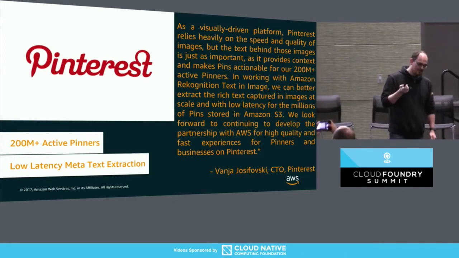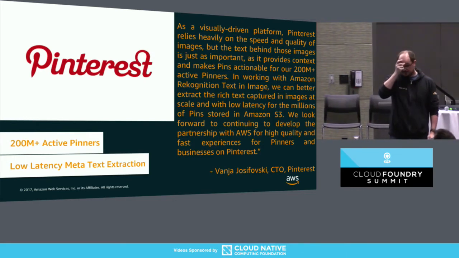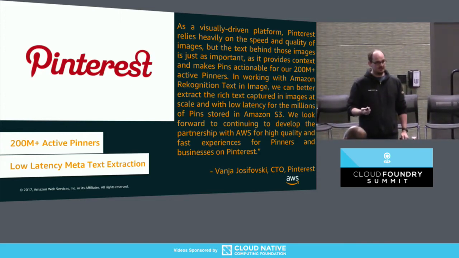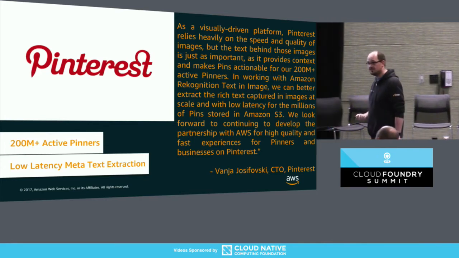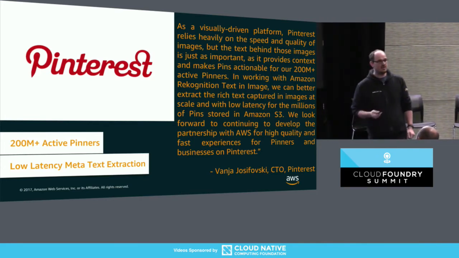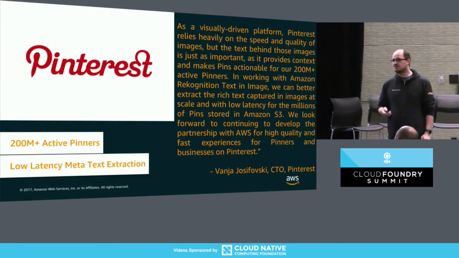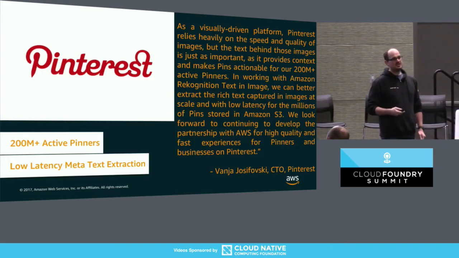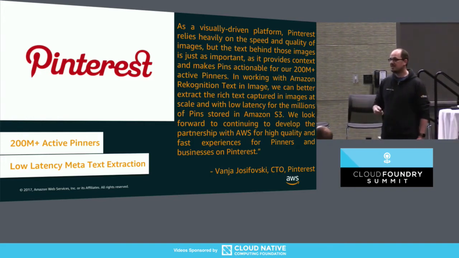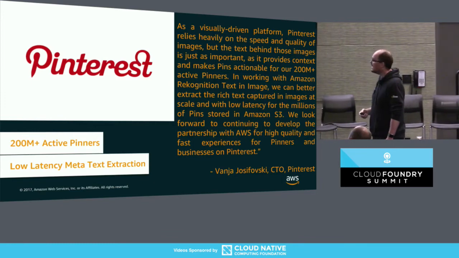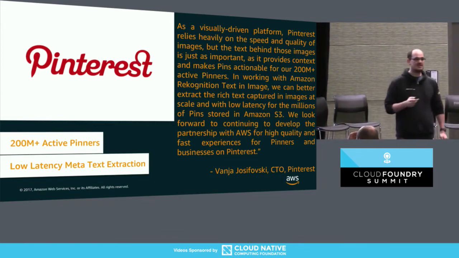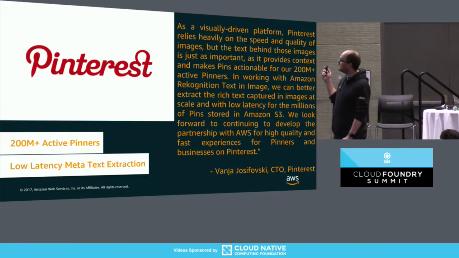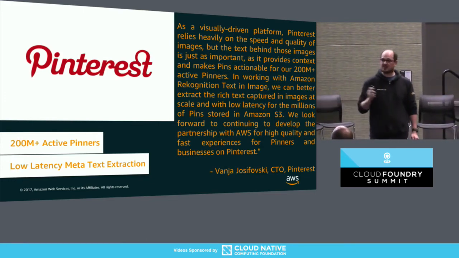So Pinterest is an interesting case study. Pinterest has an architecture, a pattern where they use native AWS services to allow them to do millions of pins a day. And how do they do this? They provision resources that get deployed and stored on S3, and then they use low latency meta text extraction using a service that we launched lately called Amazon Rekognition.